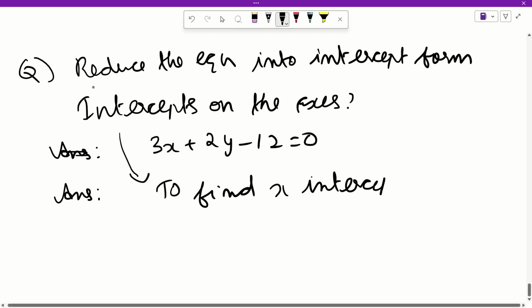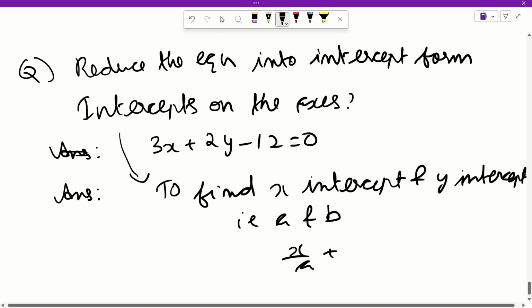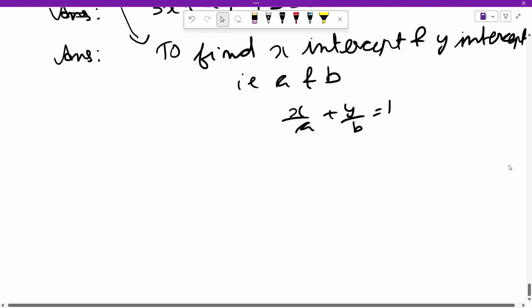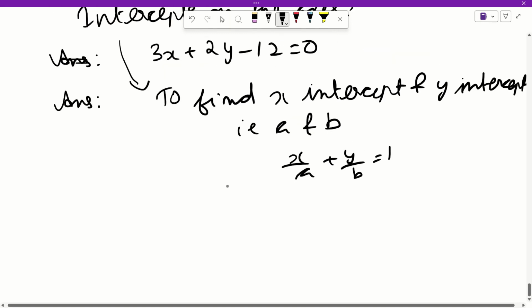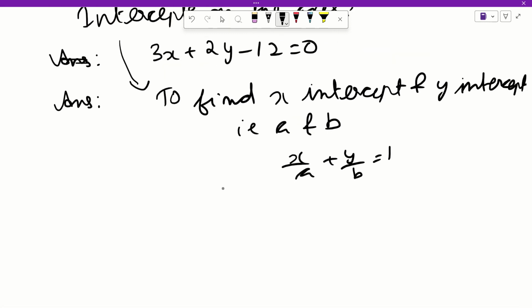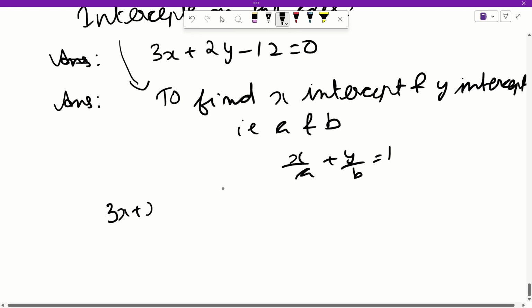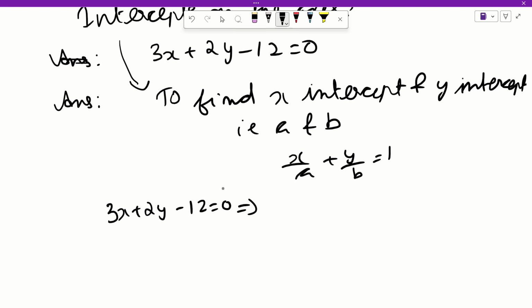X-intercept and y-intercept, that is a and b. The equation of a line in intercept form is given by x by a plus y by b equal to 1, right? So we have to make it in that form. That's our aim. Understand? So here, the question is 3x plus 2y minus 12 equal to 0, implies, in order to make it in this form, we can write 3x plus 2y equal to 12.